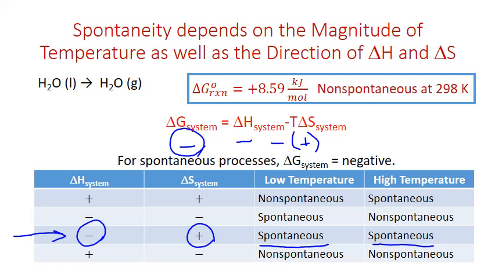Both of these terms, an exothermic process, a release in heat energy, and an increase in entropy for our system, tend to favor spontaneity. So they reinforce each other and we end up with a spontaneous process overall.